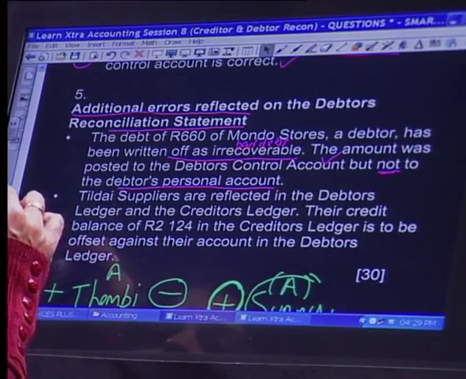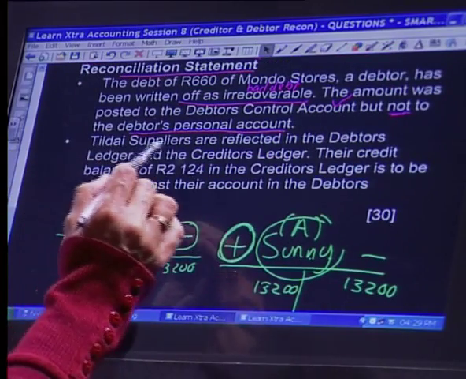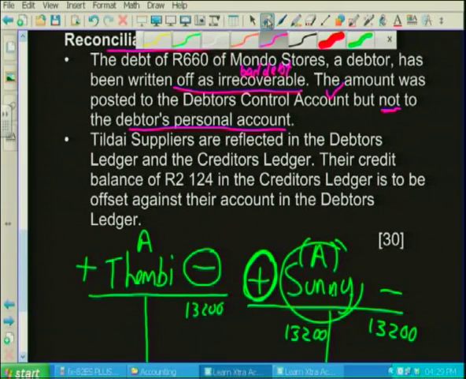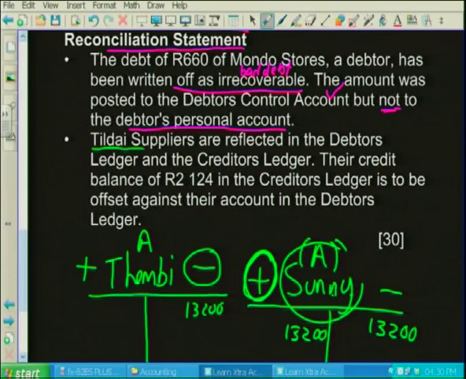Okay, the very last error, guys. Tilde suppliers are reflected in the debtor's ledger and the creditor's ledger. Okay, I just want to change the color of my pen. So we've got Tilde suppliers that are reflected in the debtor's ledger as well as the creditor's ledger. Now, how is that possible? How can a debtor become a creditor? Because a debtor, remember, the difference between a debtor and a creditor, debtors are people who owe the business money, whereas a creditor is when the business owes a supplier or owes someone money.